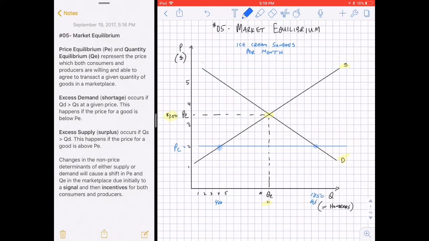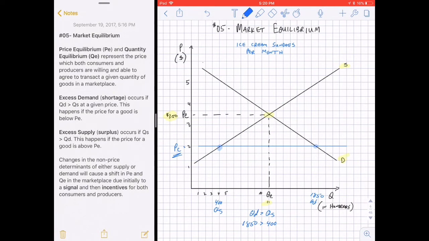If the price that is arbitrarily set is below the equilibrium level, below the $3.50 set by the market, we will have a situation where the price will have a higher quantity demanded than quantity supplied. Quantity demanded is greater than quantity supplied at that price, because there's 1,850 ice cream sundaes being demanded, whereas producers only want to produce 400. In this case, when there's more quantity demanded than quantity supplied, it gives us an excess demand, or more commonly called a shortage.